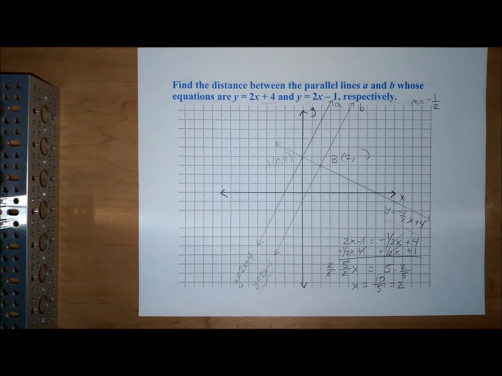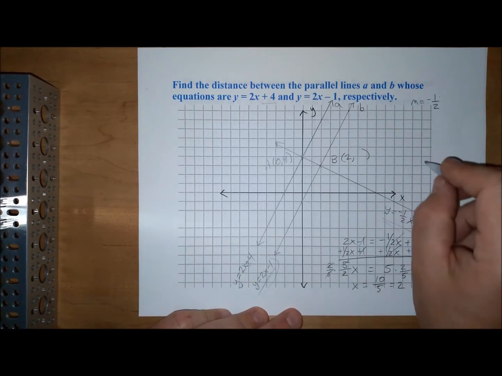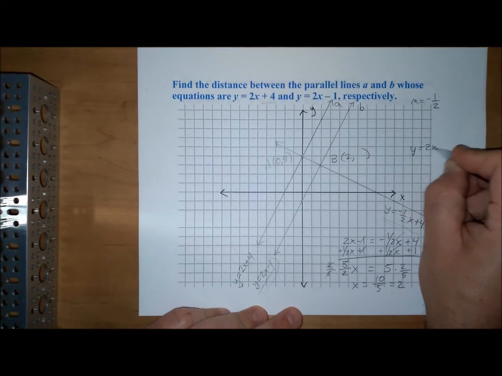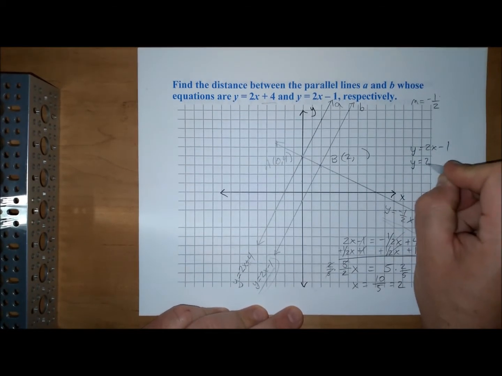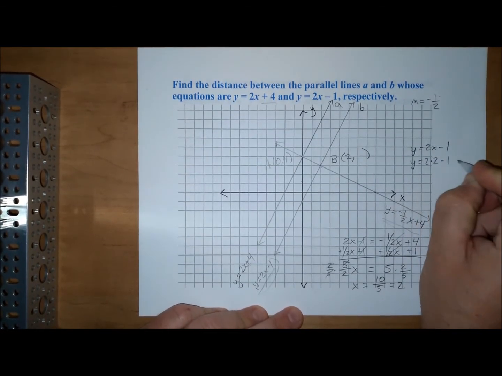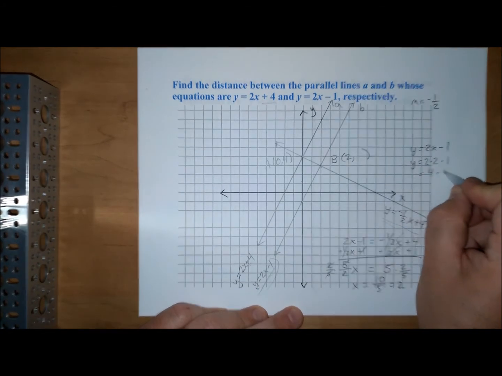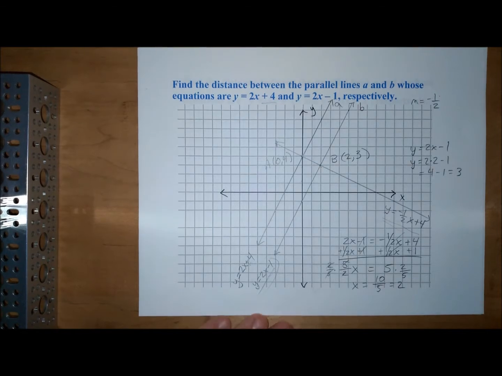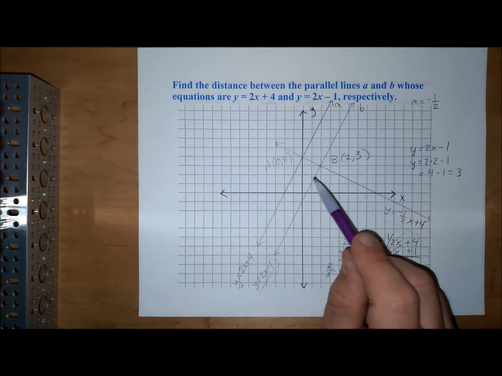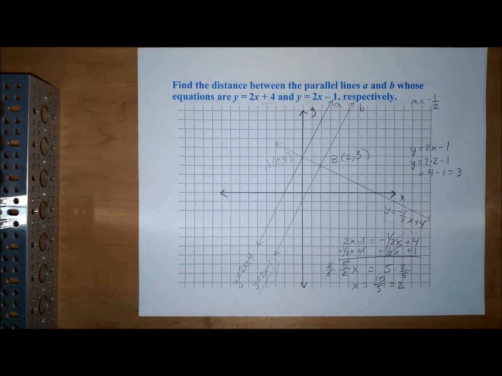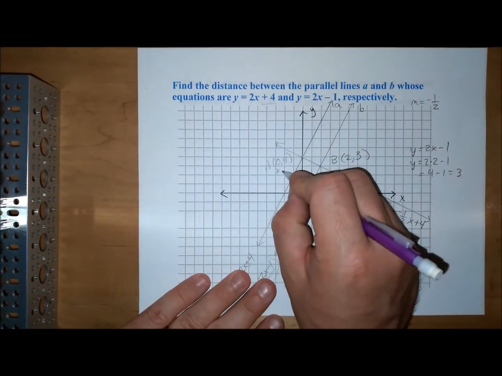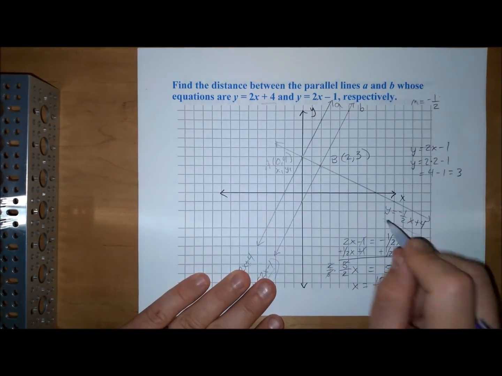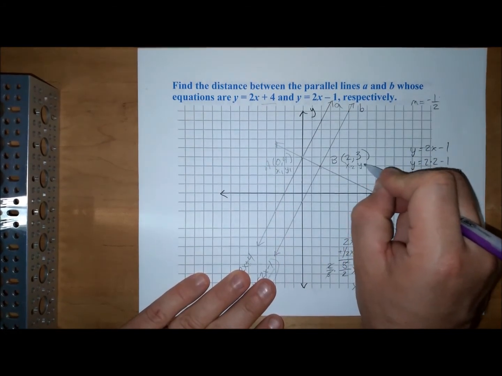Okay? So let's go ahead and plug it in. This looks like the easiest one right here. Y equals 2x minus 1. I'm going to plug in 2. Y equals 2 times 2 minus 1. It's going to give me 4 minus 1 equals 3. And it looks like our y coordinate is 3. That graphically checks out. I like that. That's really good. So now I'll call this x1, y1. I'll call this x2, y2.